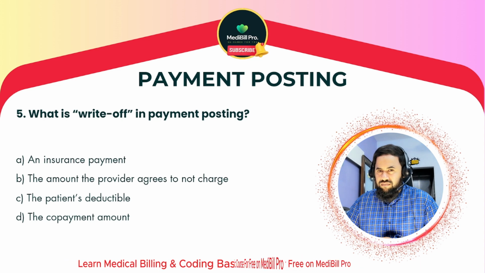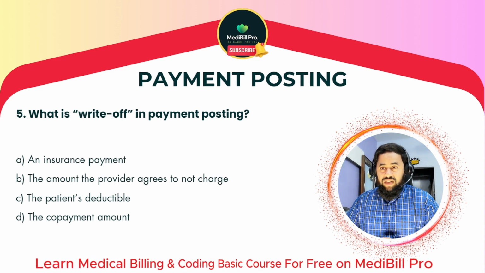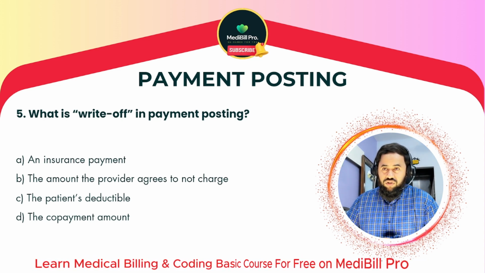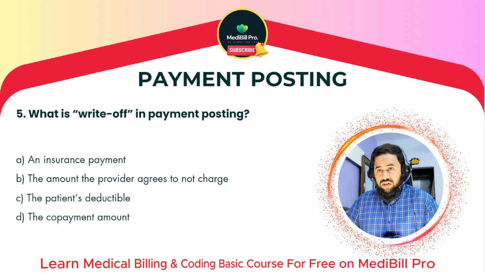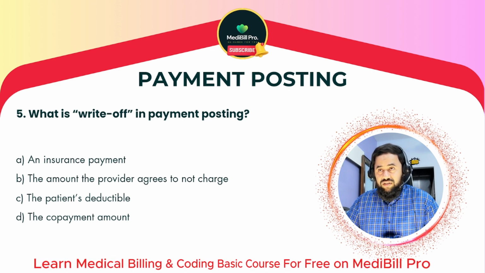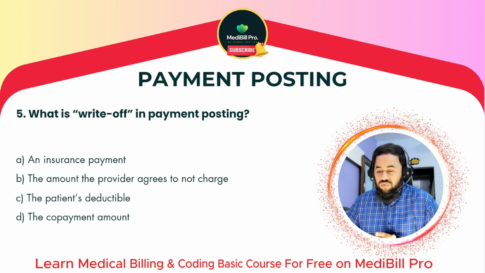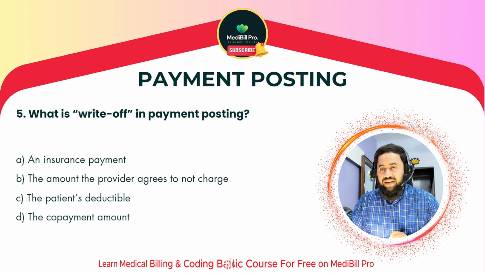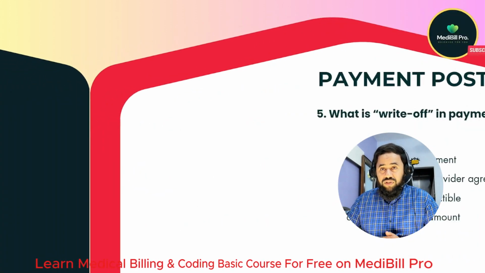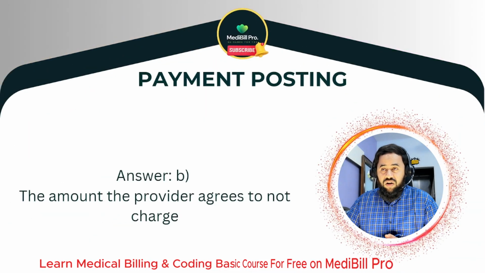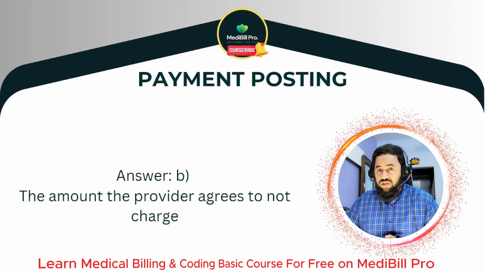Write-off means, let's see. Option A is going to be an insurance payment. B is going to be the amount the provider agrees not to charge. Option C is a patient's deductible, or option D is going to be the co-payment amount. So what is the write-off amount? What is the answer of that kind of a thing? So option B is going to be the correct one. That is the amount the provider agrees to not charge.